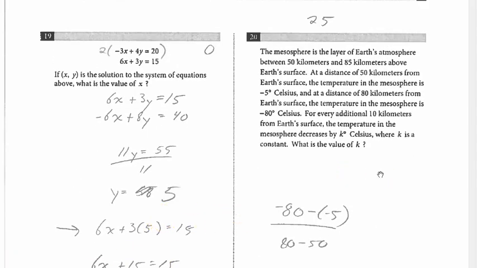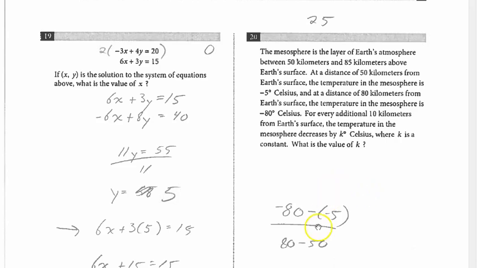For question 20, we have the mesosphere. Ask your science teacher. It's the layer of Earth's atmosphere between 50 kilometers and 85 kilometers above the surface. So it's telling us where something is. At a distance of 50 kilometers from Earth's surface, the temperature in the mesosphere is negative 5 degrees Celsius. And at a distance of 80 kilometers from Earth's surface, the temperature in the mesosphere is negative 80 degrees Celsius. For every additional 10 kilometers from the Earth's surface, the temperature in the mesosphere decreases by k degrees Celsius, where k is a constant, so it's just a number. What is the value of k?